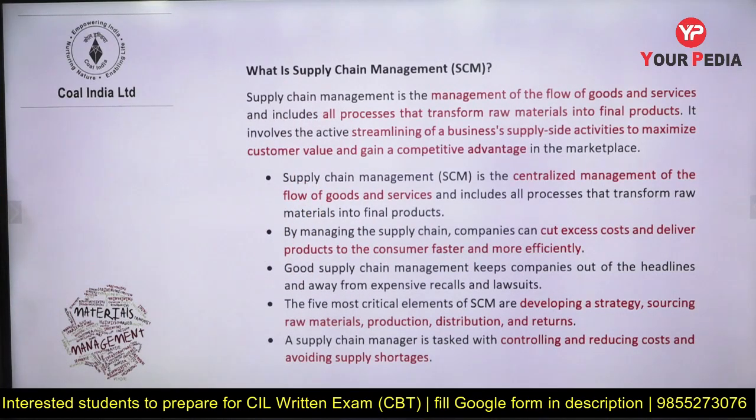So all the processes that convert the raw material into the final product, all the processes together are called supply chain, and you have to manage it very well. What is the ultimate objective? The ultimate objective is to maximize the satisfaction level of the customer and to maximize the profit, and give a competitive edge. As you know, there are so many e-commerce companies, Flipkart, Amazon and all. So there is competition.